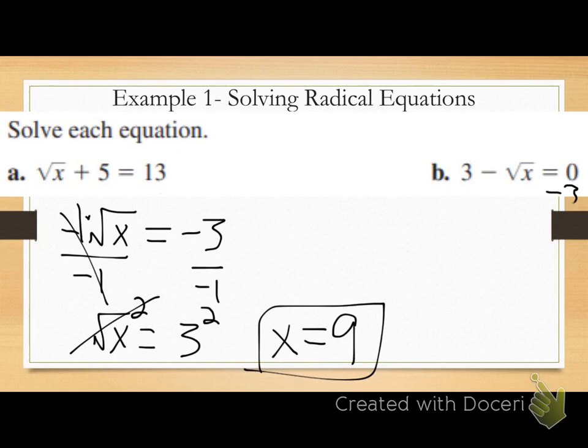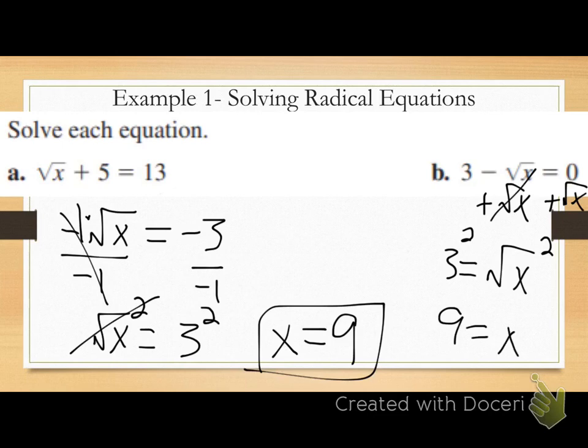I could have added the square root of x to both sides and then squared both sides. Did we get the same answer either way though? Yeah, we did. So it doesn't matter which way you do it. We okay with that? Questions on my example 1, A or B? We okay with this so far? Okay.